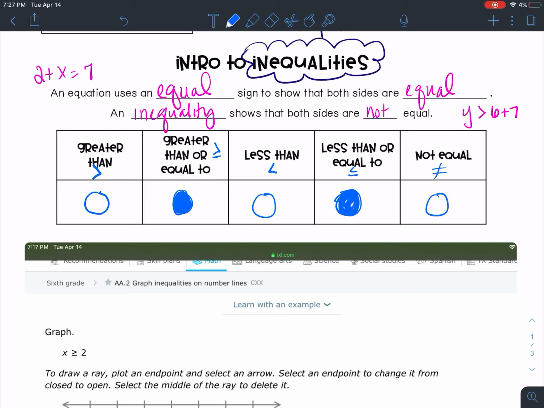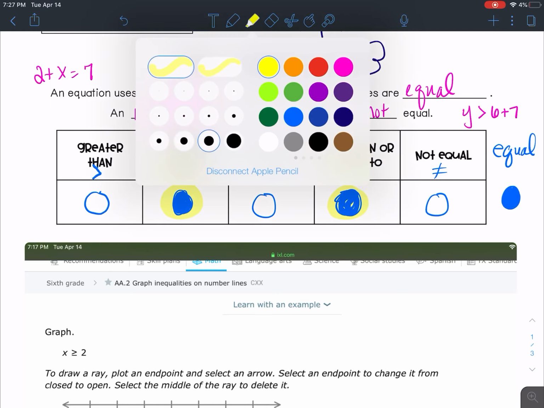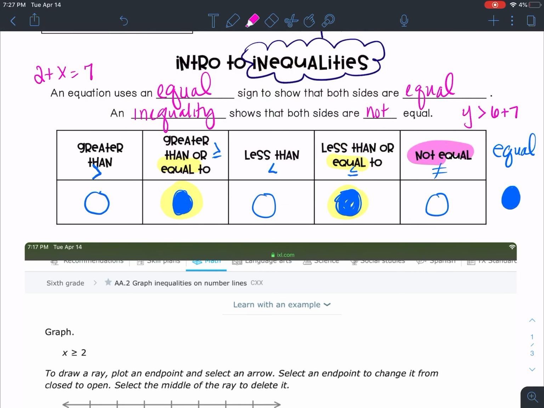Now, just a little extra information. What if it says equal? Think about it. Notice all the ones that say equal are closed circles, meaning if it's just equal, it would be closed. All the ones that are not equal, so it's less than, greater than, but not equal to, those would be your open circles.